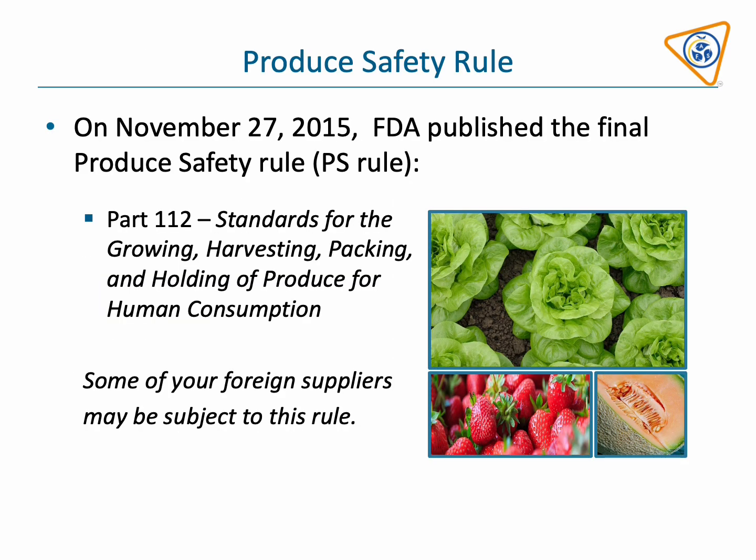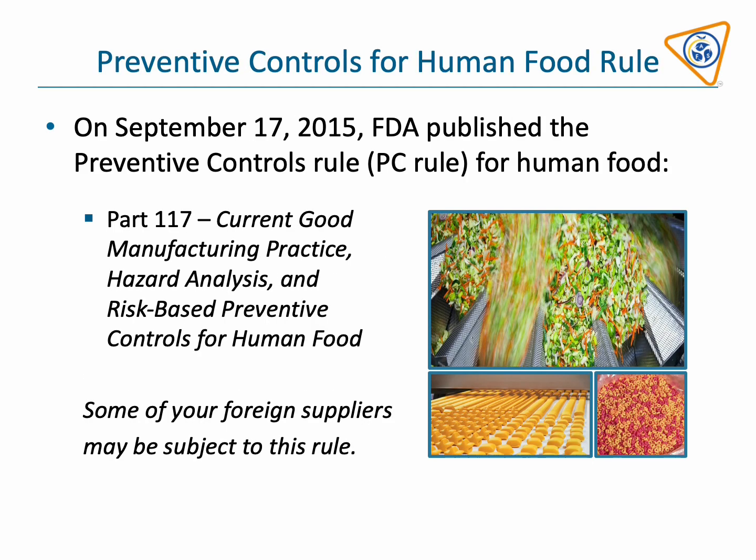Produce Safety Rule. On November 27, 2015, the FDA published the final Produce Safety Rule, PSR. Part 112, Standards for the Growing, Harvesting, Packing, and Holding of Produce for Human Consumption. Some of your foreign suppliers might be subject to this rule. If this is the case, you as the FSVP importer must make sure your suppliers comply with Regulation 21 CFR 112.